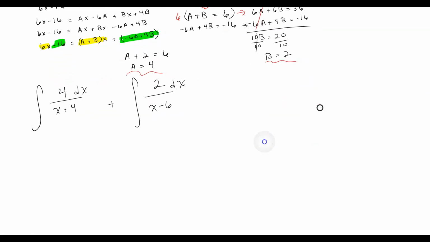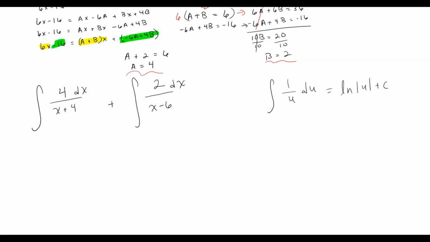Okay, this right here is natural log stuff. Because if you know anything about the integral of 1 over u du, it is the natural log of the absolute value of u plus c. So in this case, our u can be x plus 4, but du is just 1 dx, so we don't need to worry about it. And the same thing goes for the second integral there.